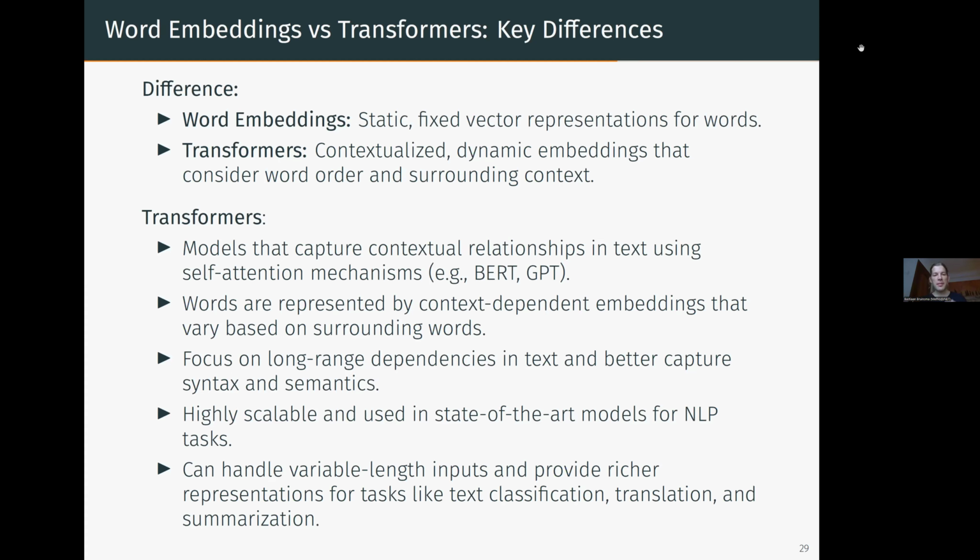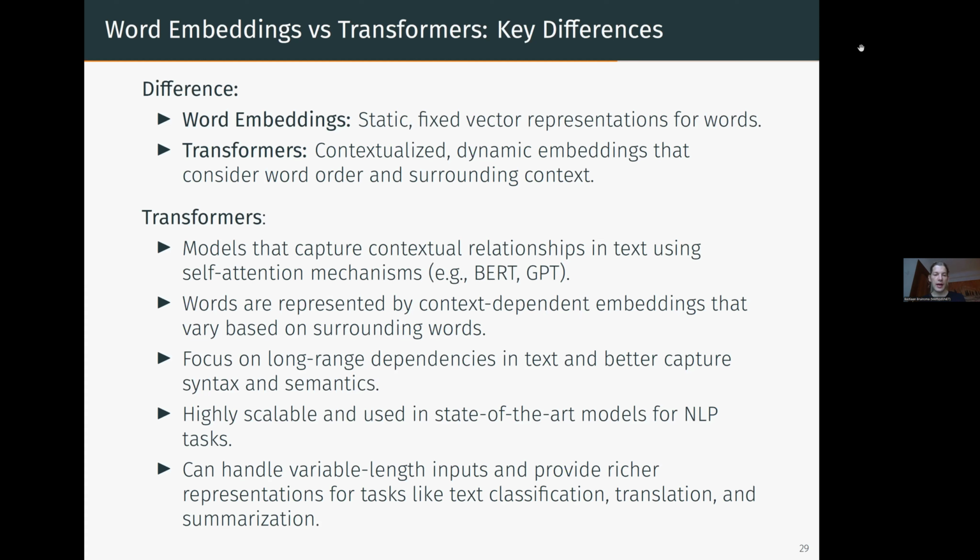So transformers are models that capture contextual relationships in text using self-attention mechanisms. And you might have heard some of them. So BERT is one of them, but GPT as well. ChatGPT is built basically on loads and loads of transformers bunched together. BERT is a very good one. Words are represented by context-dependent embeddings that vary based on surrounding words. So a word basically has a representation, and how it's represented depends on the context.